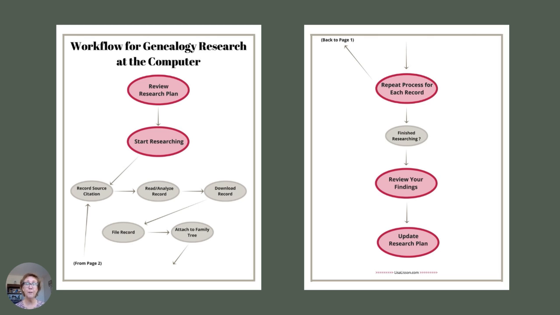So let me just show you a little bit about my particular workflow here. The first thing I do is I sit down and I review my plan. I don't even start until I know what it is I'm looking for in that particular session. Whether I have 15 minutes or 2 hours, this is where I'm going to start. Then I start researching. So I've reviewed my plan, I go in and look at it, and then I come down here, and as soon as I find the record, I'm going to go ahead and write the source citation down. Now, don't worry, I don't get into the whole footnote type of thing, but what I want to do is make sure I'm capturing the information about where it came from and all the necessary information so that it can be found again.